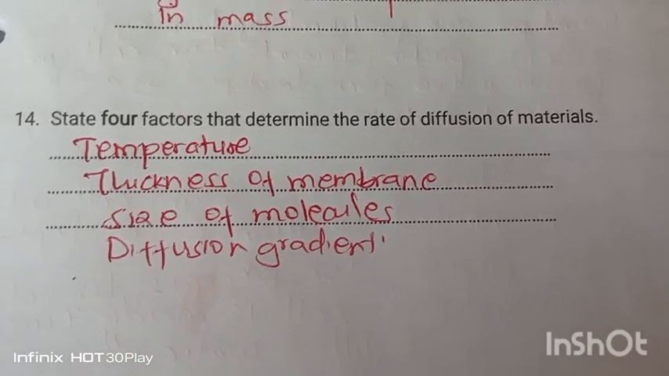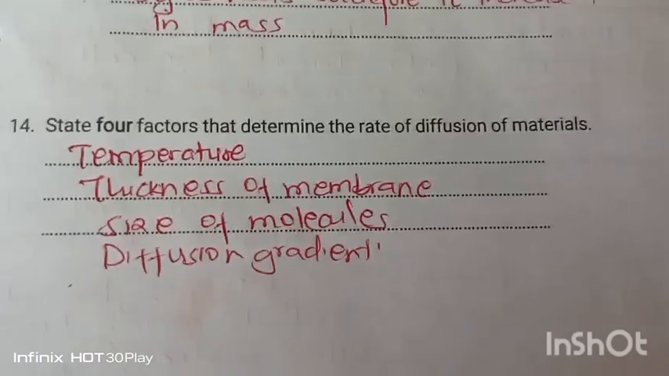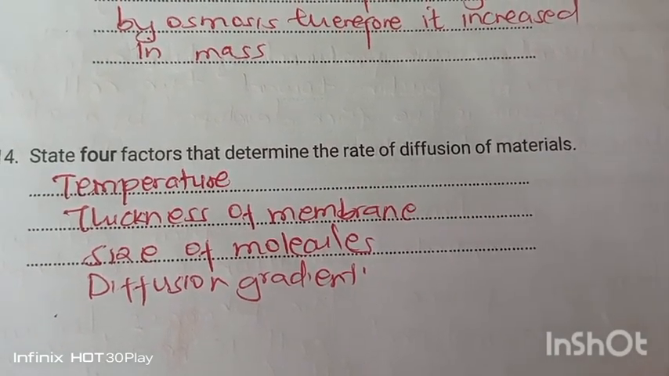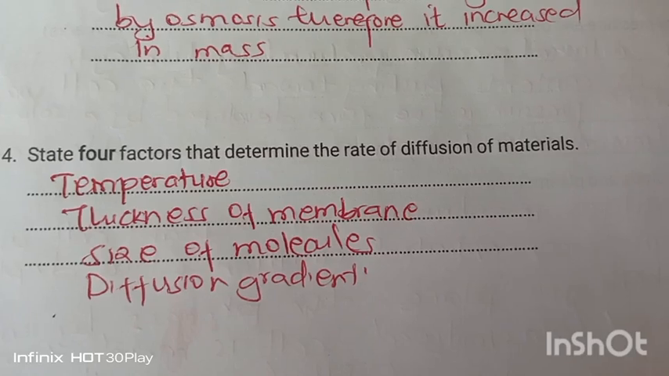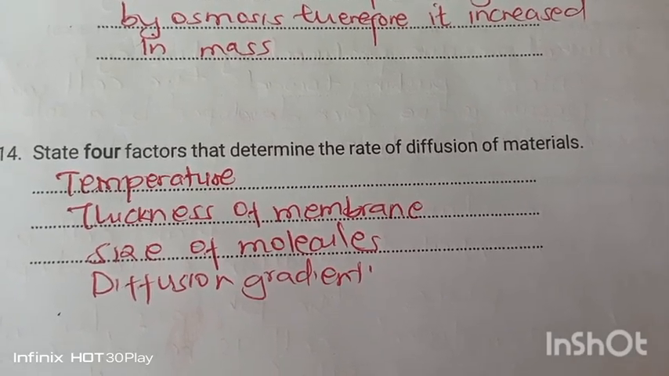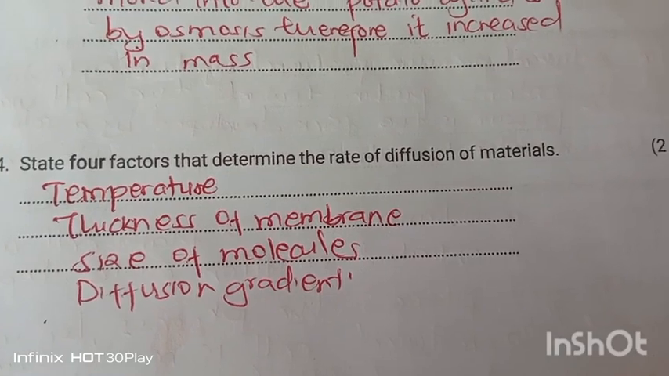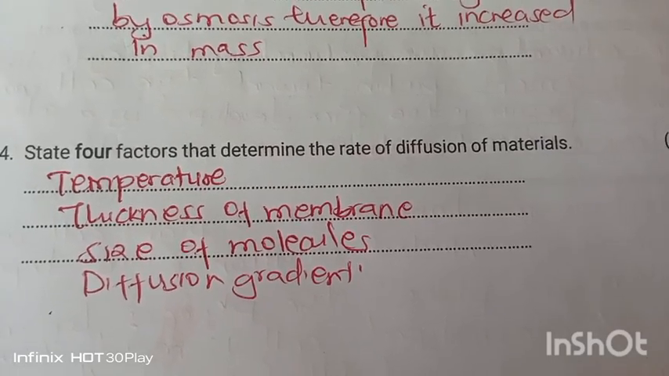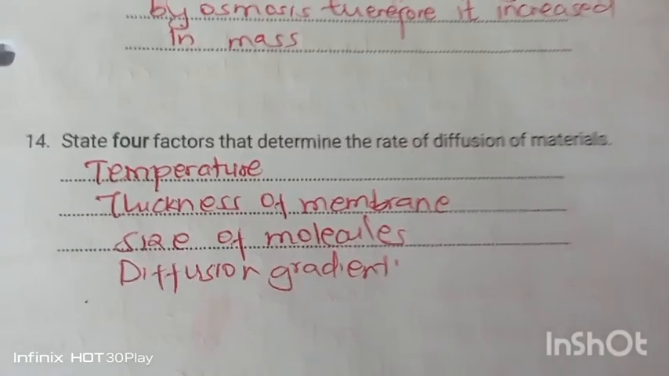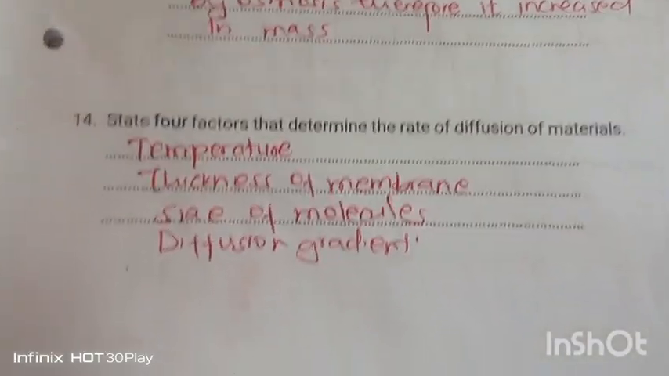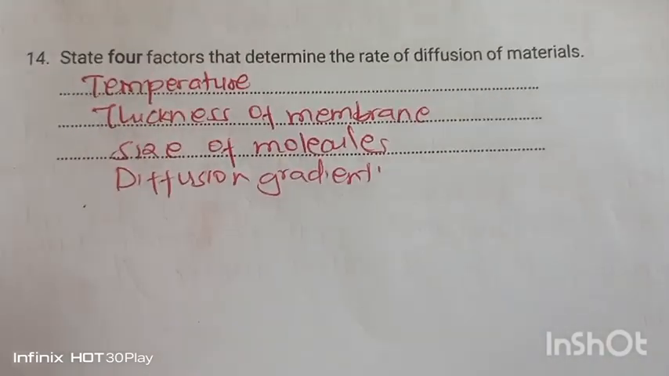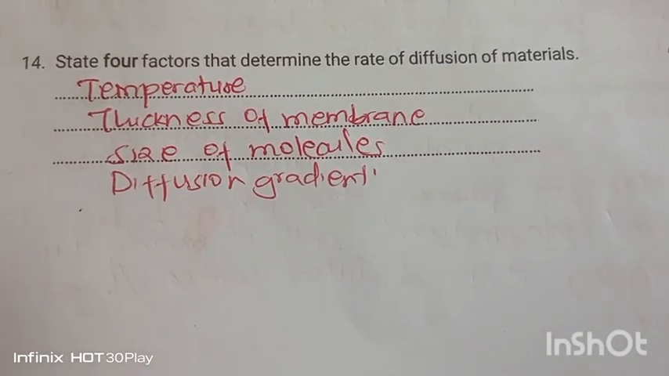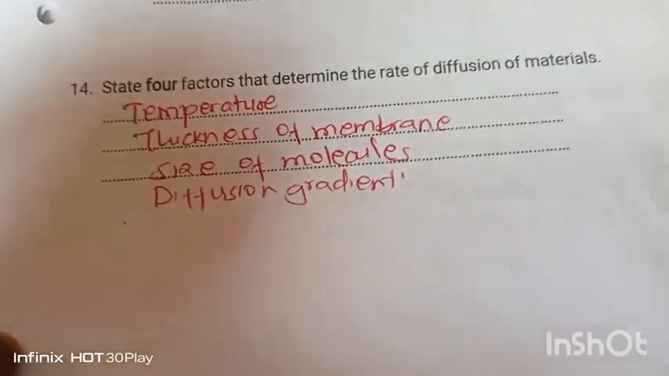State 4 factors that determine the rate of diffusion of materials. Temperature. When the temperature increases, the rate of diffusion increases. Thickness of the membrane. The thicker the membrane, the lower the rate of diffusion. Size of the molecules. We find small sized molecules diffuse faster than large sized molecules. And then there is the diffusion gradient, where when there is a big diffusion gradient, that is the difference in concentration between two regions, the rate of diffusion increases.